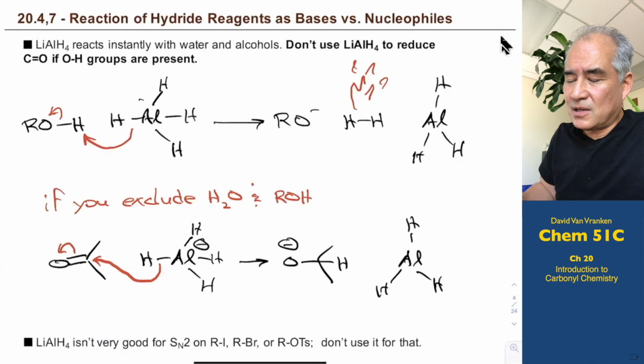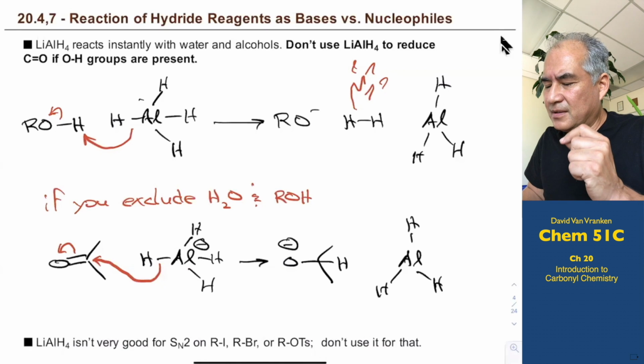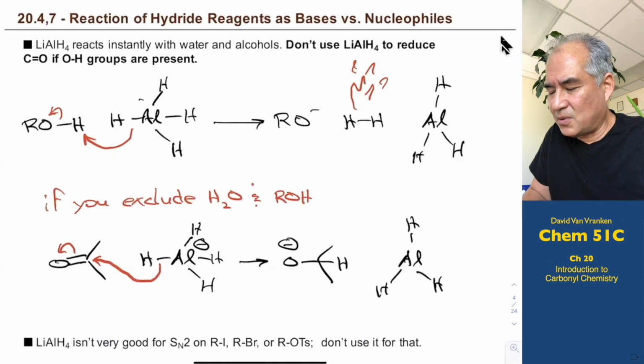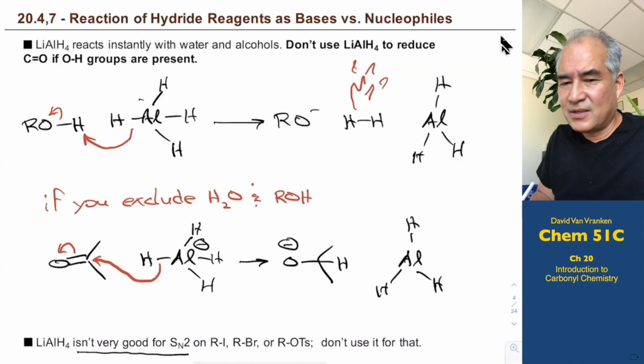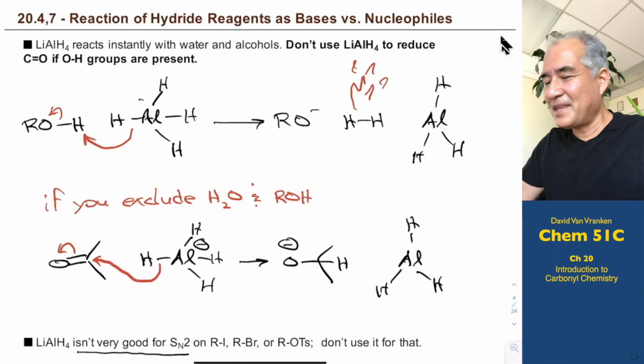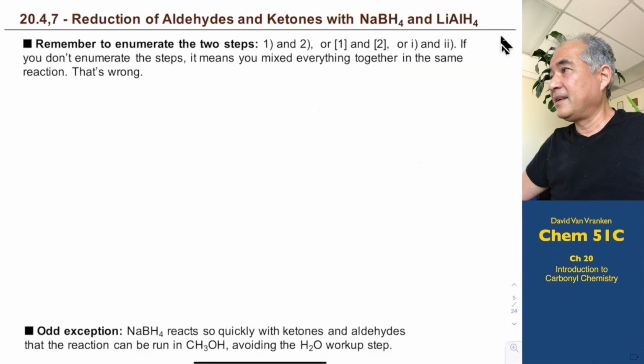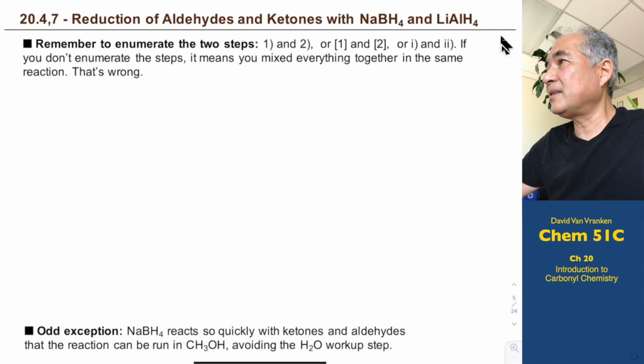So this tetrahydroaluminate is a super powerful and aggressive nucleophile, but that's not to say that you should be using it for SN2. It is not very good for SN2. Don't try to use lithium aluminum hydride, lithium tetrahydroaluminate, for SN2 reactions. To get that to work, you'd have to use special conditions and solvent systems that we don't talk about in this quarter. So tetrahydroaluminate is for reducing carbonyl groups.